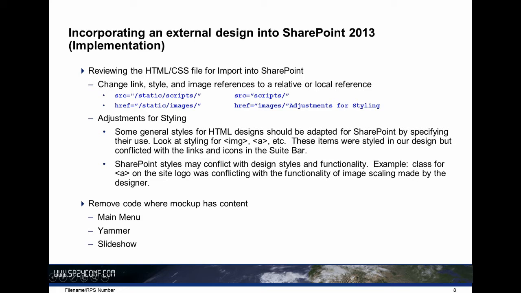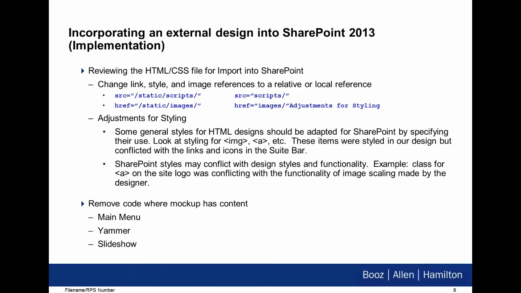We need to change some of the links and the style and the image references to be relative or local references, because what we're going to do is take this whole design package and put it into SharePoint, and SharePoint will make all the references for us. Within the design, we had some code where the mock-up was, and we took out three elements: the main menu, the Yammer, and the slideshow, because we're going to create those on our own.